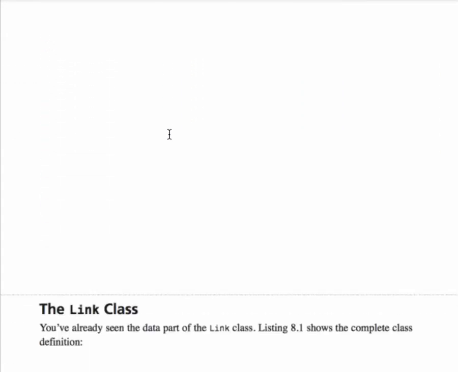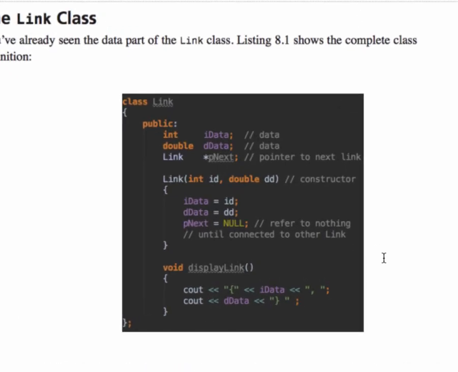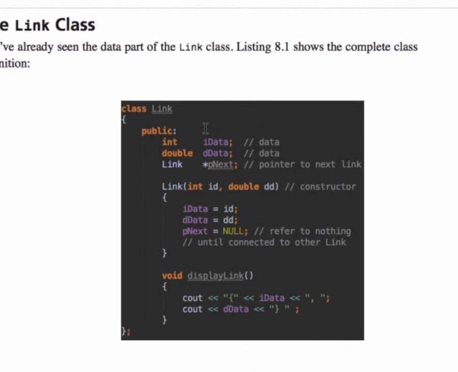Okay, so that's that, and let's have a look at this thing. This is my class link, right? In that class link, I have public data: double data, integer data. I have my constructor, right? This is my pointer variable pNext, which is of the link type. Okay, and then as soon as I create a new link, I'm going to give it specific values. So I'm going to give it a new value for iData, which is equal to ID. And I'm going to give it a new value for double data, dData is equal to dd, right?